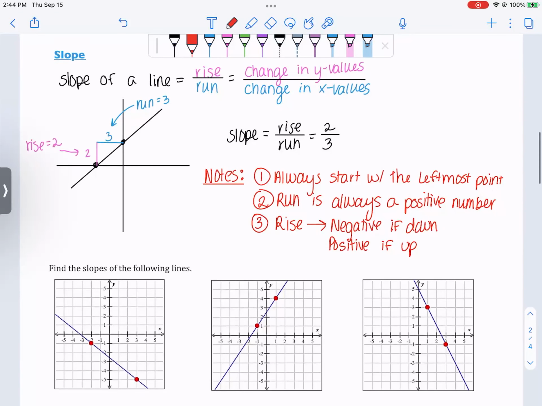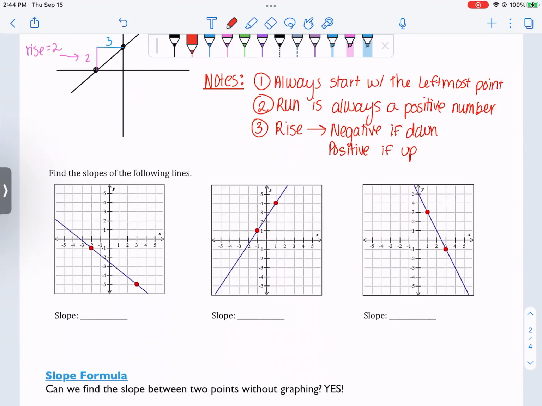So let's look at some lines that are on grids and let's find these slopes just based on the grid. So we are starting here at this point. This is our leftmost point. Our rise to get to this point here, we're going to have to go down 4 units. And then our run is to the right 5 units. So our slope, rise over run, is -4 divided by 5.